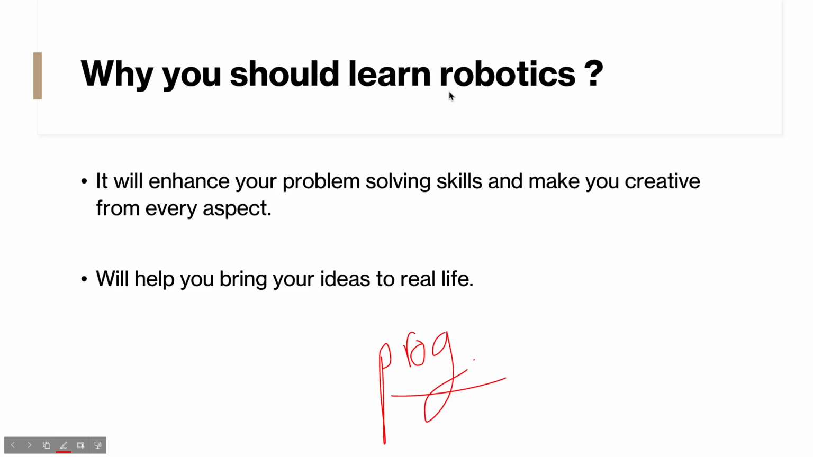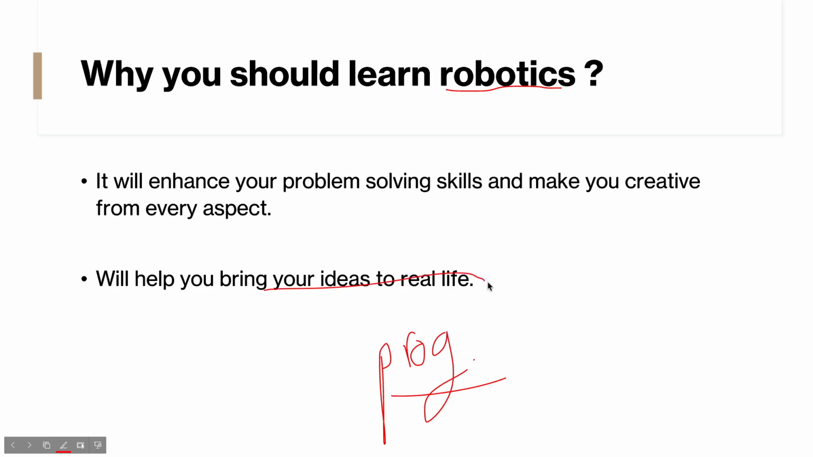The answer was using robotics. Robotics just helps you to bring your ideas to real life. Let's say you want to make a gas detector or a temperature sensor. If the temperature is too low, you need to use blankets, so you can make some kind of alarm for that. You can make RFID systems, where you use a card to authenticate. So robotics will help you to bring your ideas into real life.